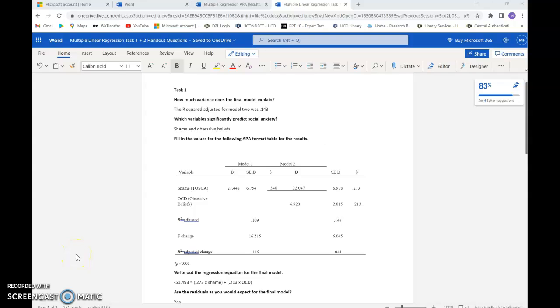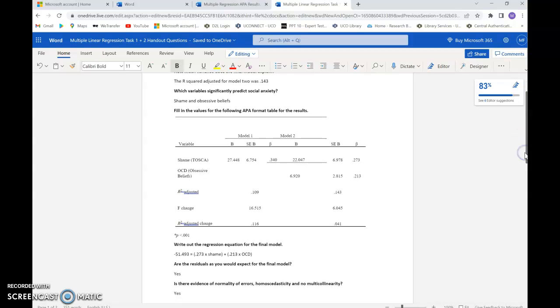And then to answer the questions that were on task 1 handout, how much variance does the final model explain? The R-squared adjusted for model 2 was 0.143. Which variables significantly predict social anxiety? Shame and obsessive beliefs. And then here is my APA format table that I had filled out using the coefficients and the model summary tables from my output.